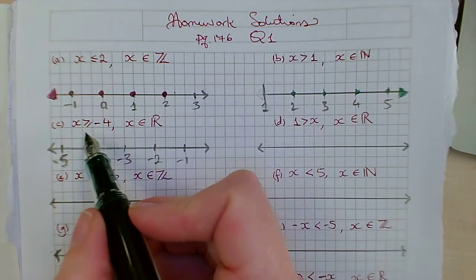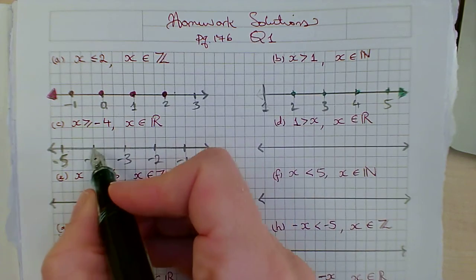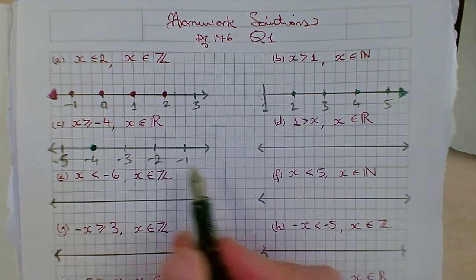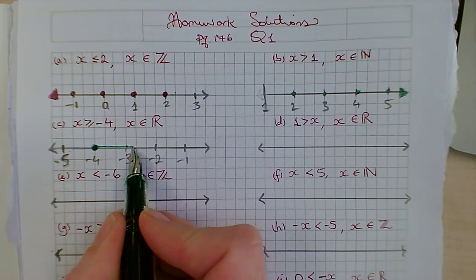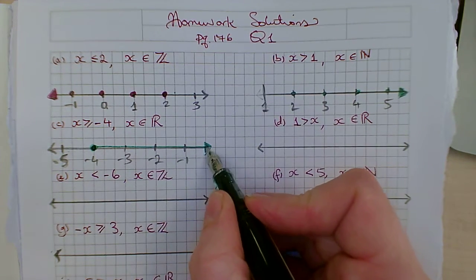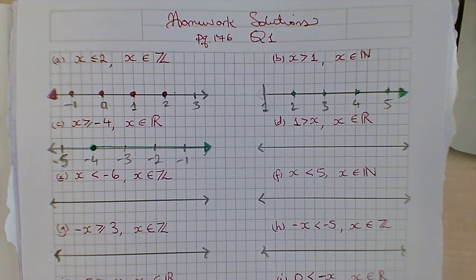Look at the inequality here. I can be equal to minus 4, and then I'm looking at the numbers that are bigger than minus 4, and I'm colouring in my number line in this direction, and when I get to the arrow, I indicate that I would keep going if there were more numbers there.